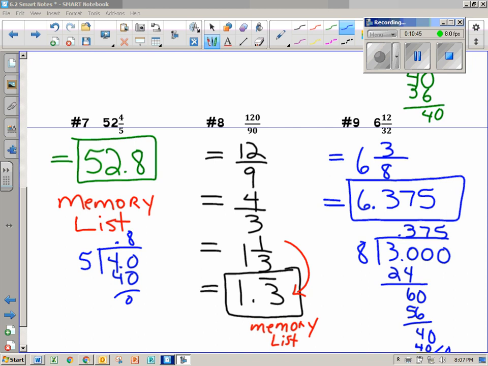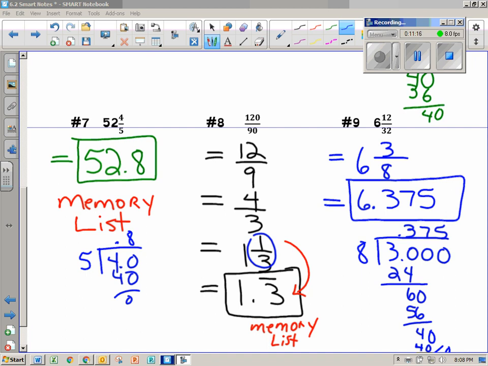On number 8, if you simplify 120 over 90 to get 4/3, and then you convert that into a mixed number, then you'll notice, oh, 1/3 is one of the things on my list. I'm supposed to know that that's 0.3 repeating. No long division needed. On number 9, 6 3/8, you just divide 3 by 8. I got 0.375, and that's it.